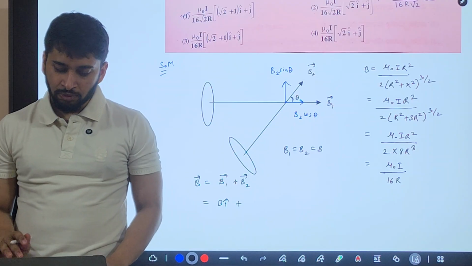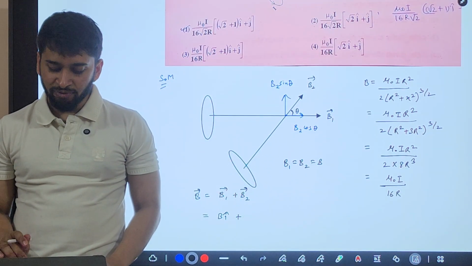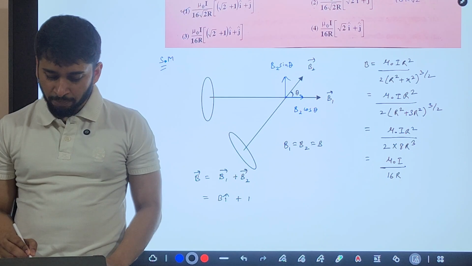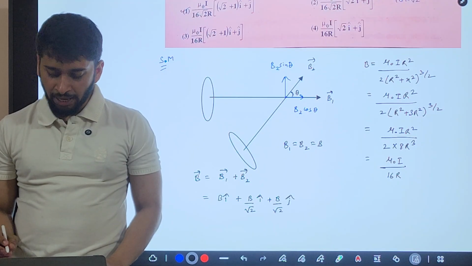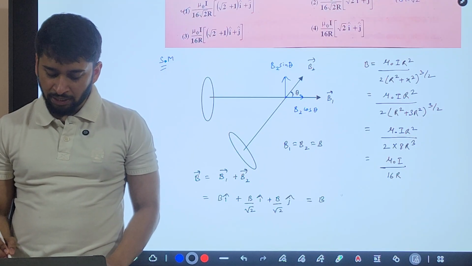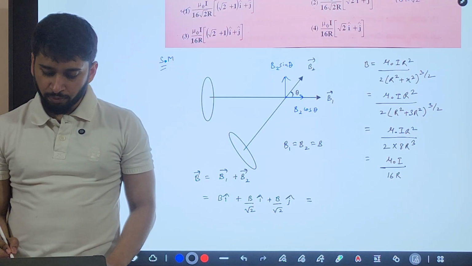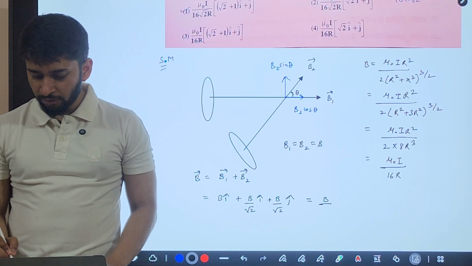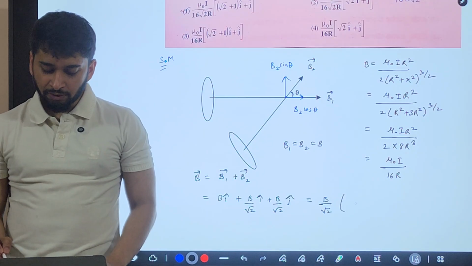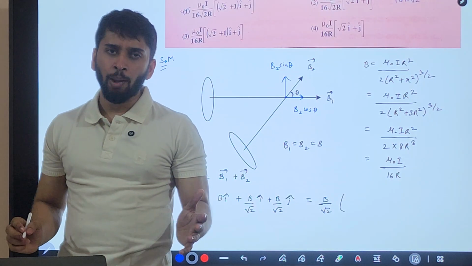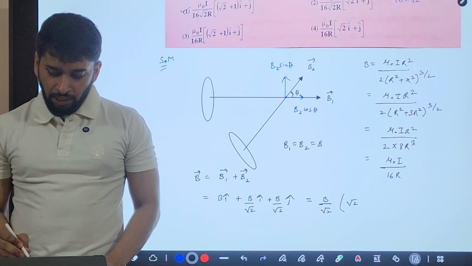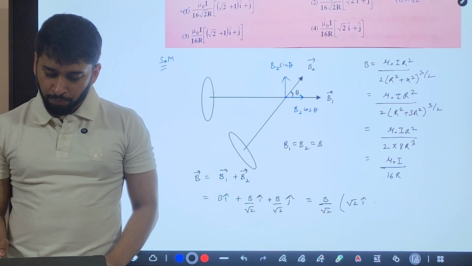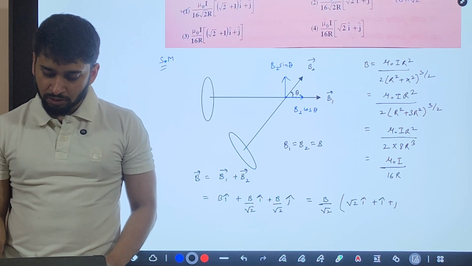Whereas B2 bar will become, theta here is 45 degree. So B by root 2 I cap plus B by root 2 J cap. If I take B common here, or if you want you can take B by root 2 also common, because that seems to be what they are doing in the options as well. So when you take B by root 2 common, taking B by root 2 common means you have to divide by B by root 2. So here root 2 I cap plus I cap plus J cap will be left.